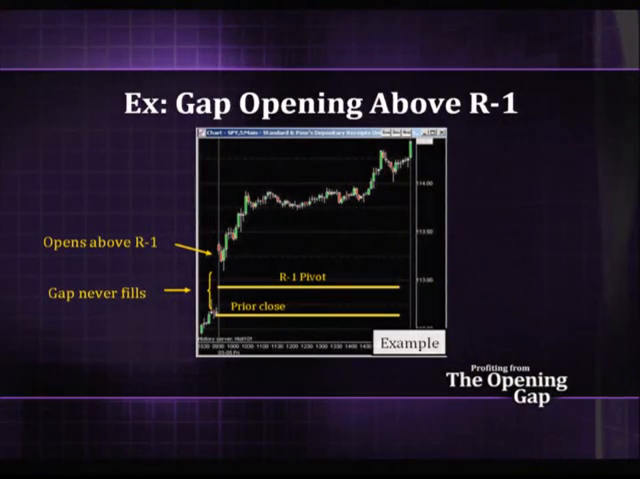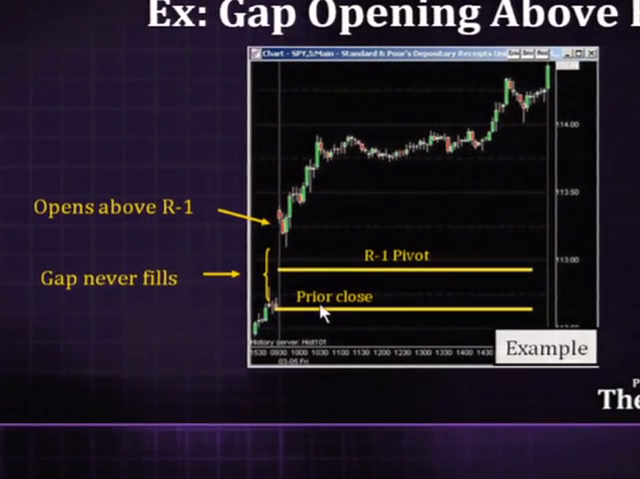All right, so let's look at an example. Almost looks like that other chart turned upside down. Inverse of the other one. Yep, inverse. Prior close, the horizontal line here, and R1 is up above. Gap opens well above it. Never comes close to filling. This one did attempt to fill a little bit.